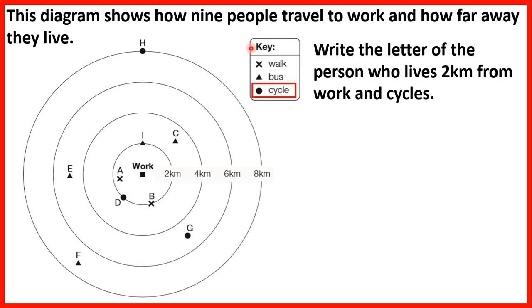Now write the letter of the person who lives 2 kilometers from work and cycles. So on the key, we can see that a dot shows a person that cycles, and this is our circle for 2 kilometers, and the only circle we have on this line showing 2 kilometers is person D. So that's our answer.